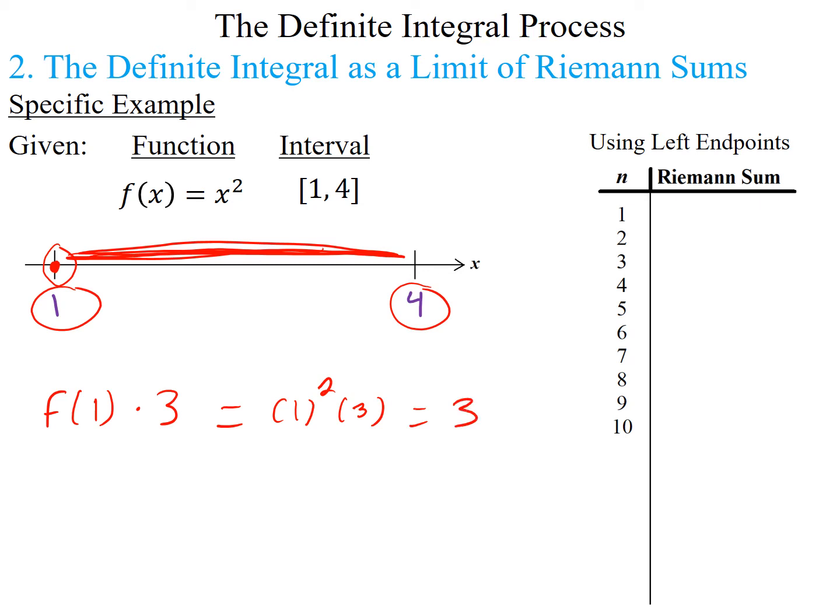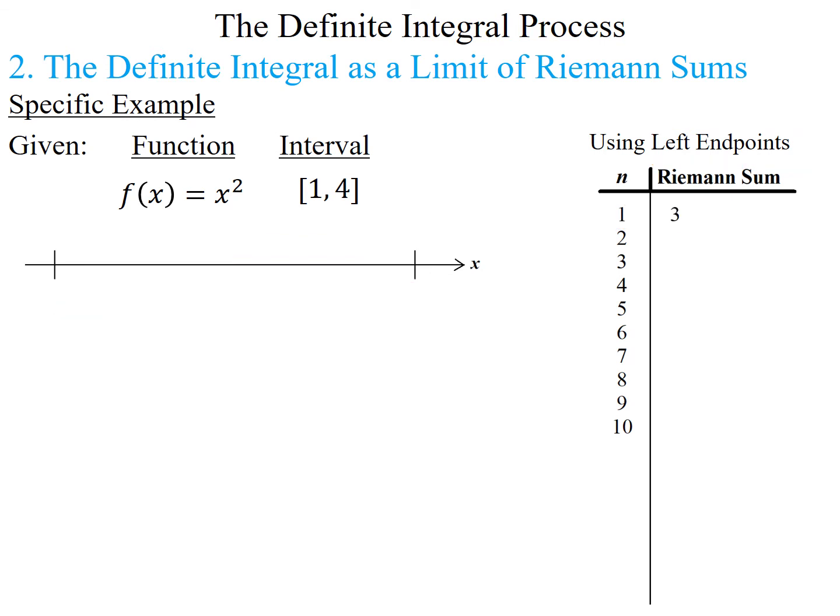Okay, so we're going to focus on only left endpoints for this example here. So when n is 1, the Riemann sum we get is 3. Okay, let's go ahead and do it for 2 intervals now. So this is a 1, this is a 4.